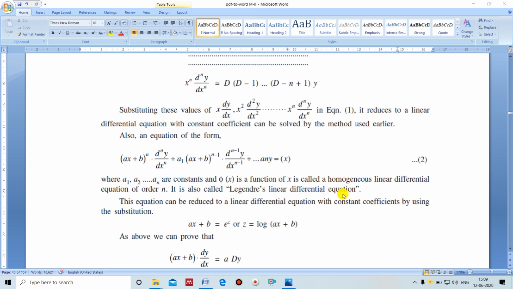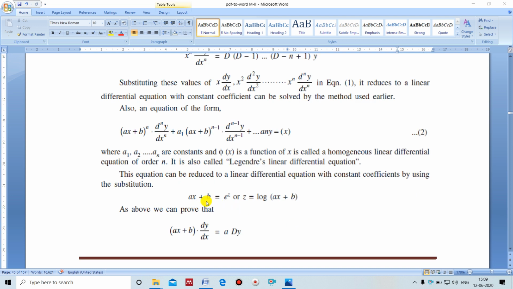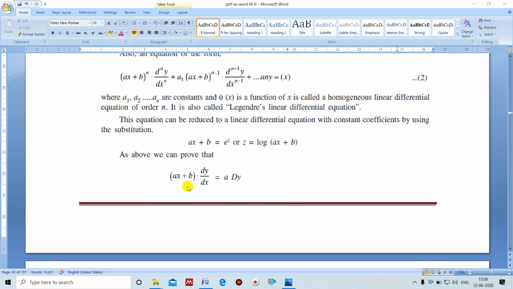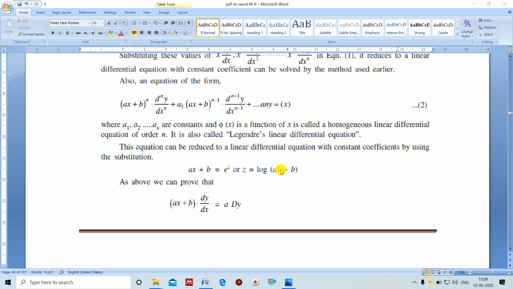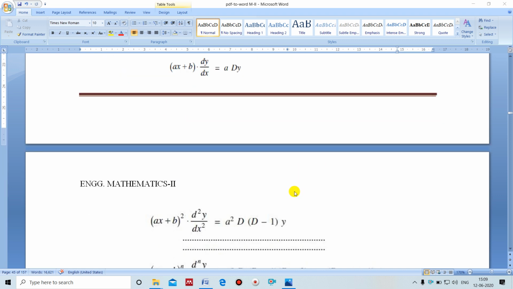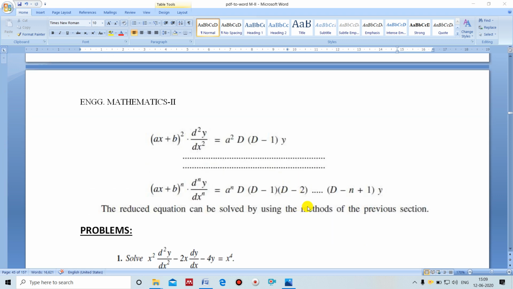So Legendre differential equation can be converted to a linear differential equation by substituting ax+b = e^z or z = log(ax+b), and (ax+b)y' = aDy, (ax+b)² y'' = a² D(D-1)y. So like that you put all the values in equation number 1, we get a linear differential equation, then solve by using the earlier method that we learned in the previous video.